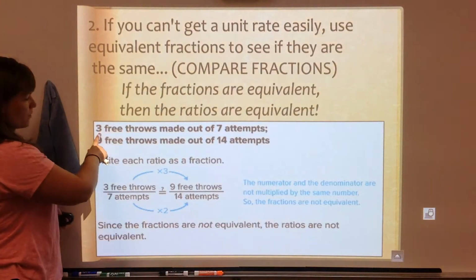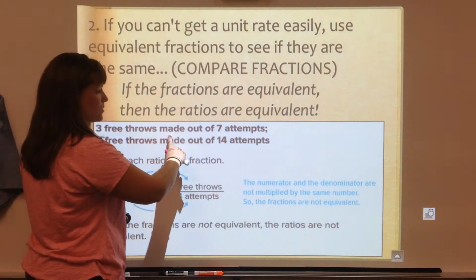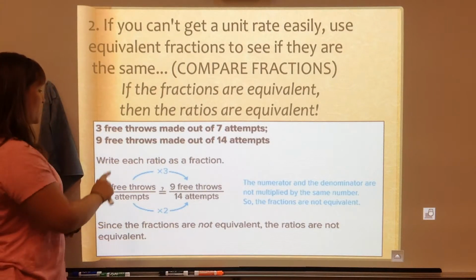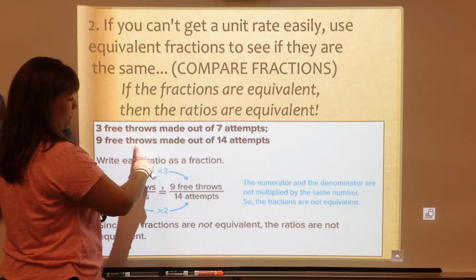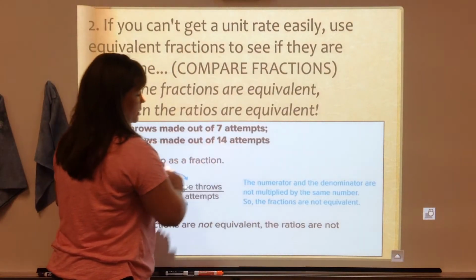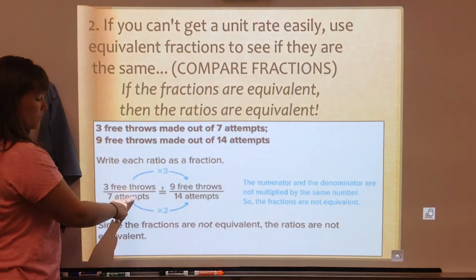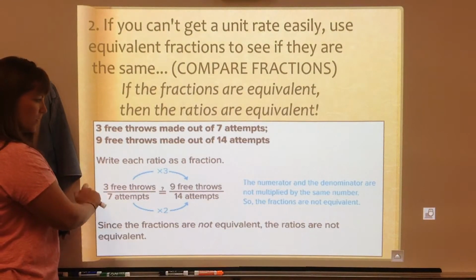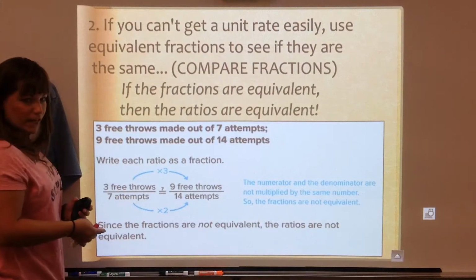So let's look at this example. 3 free throws made out of 7 attempts. That's the first ratio. Then we have 9 free throws made out of 14 attempts. So we're doing throws and attempts. We have 3 and 7 for the first, and we have 9 and 14 for the second.